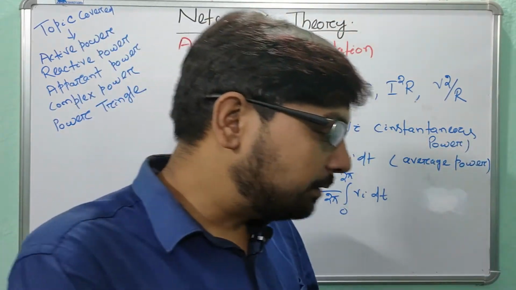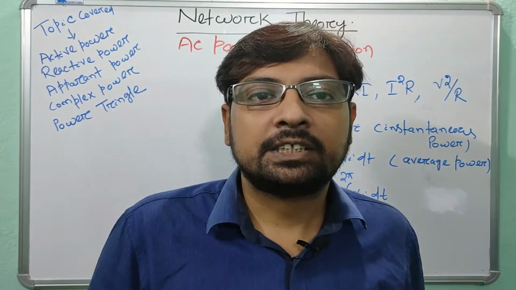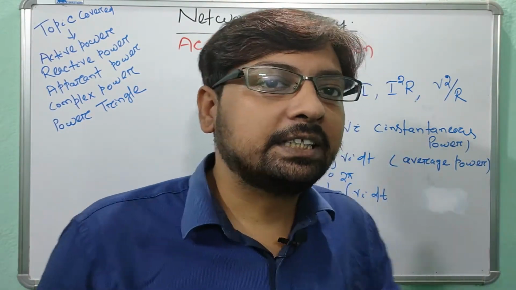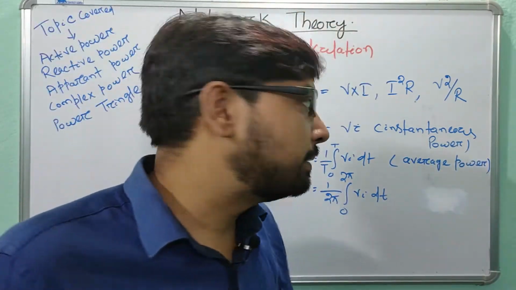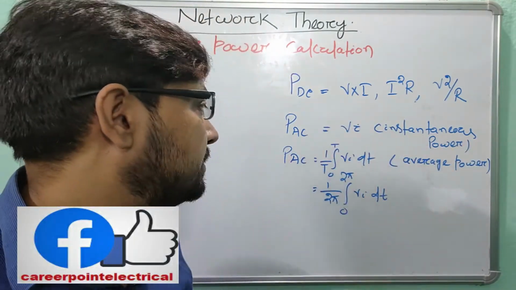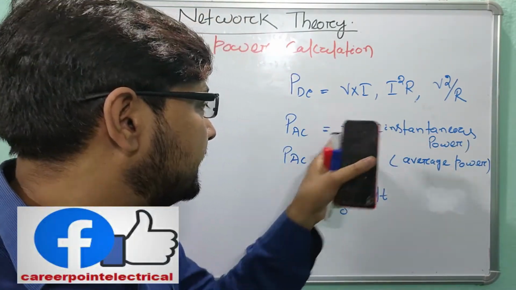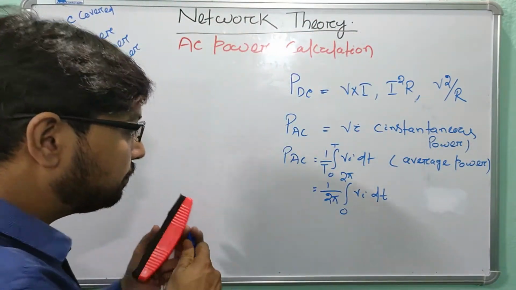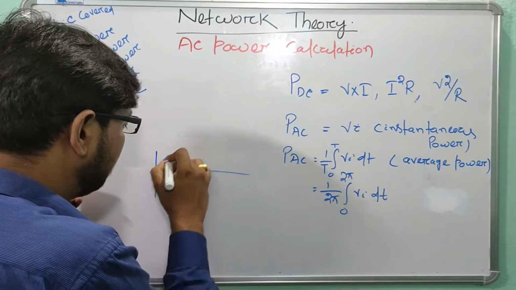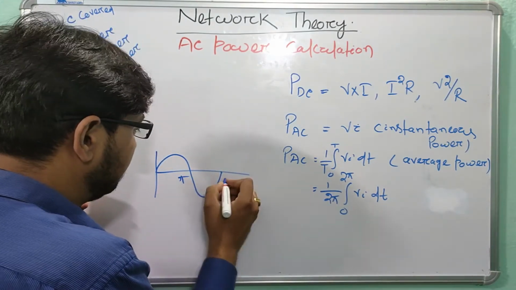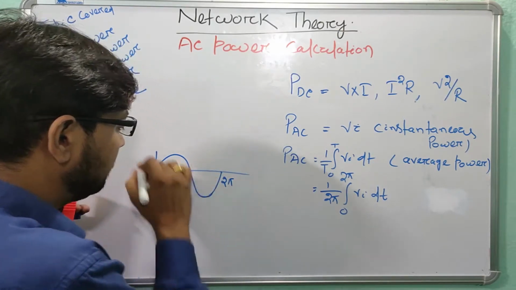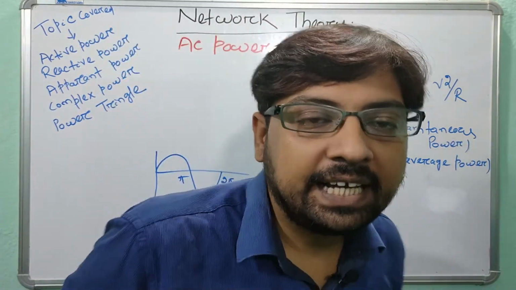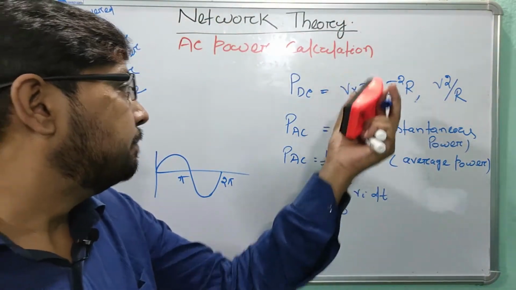But you know the AC power continuously changes. So the power for a period or for a cycle is known as average power. So how to calculate the average power? The average power formula is P_AC is equal to 1 by T, integration from 0 to T of VI dt. For an AC cycle of 2 pi, this is my complete cycle. So power for this complete cycle is 1 by 2 pi, integration from 0 to 2 pi of VI dt. So these are the formulas of AC power.